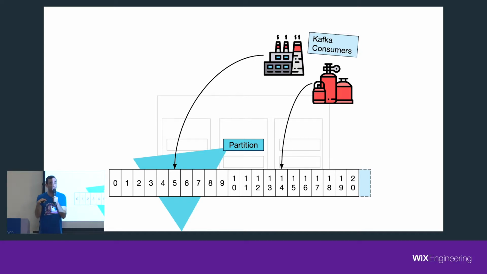Unlike message queues, where once you consume the message it is removed from the queue, with Kafka you just continuously, sequentially read the messages in the partition. Each consumer here is reading at their own pace. And once you're done with processing some message, you commit it. So if you restart or you reassign, then you will start from the last non-committed message.